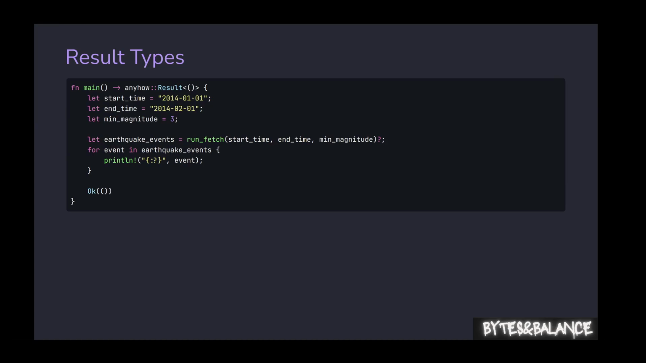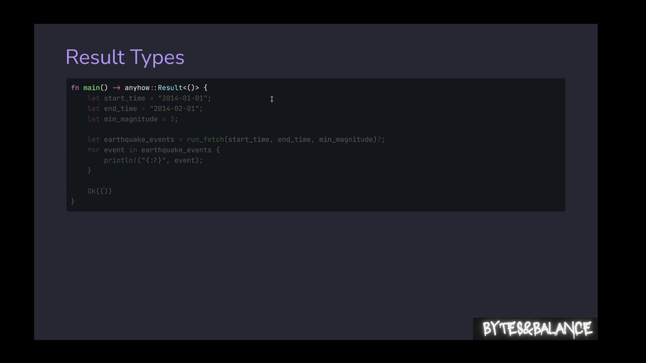I would like to also take a closer look at the result types used in our code. This one is the return type of our main function. Anyhow colon colon Result is a type provided by the anyhow crate. It's designed for flexible error handling and lets us work with a wide range of error types without needing to explicitly handle each one. The empty tuple within the angle brackets signifies that the successful outcome of the main function doesn't provide a value. The function is primarily focused on side effects like fetching and printing data. So the main function doesn't have any return.